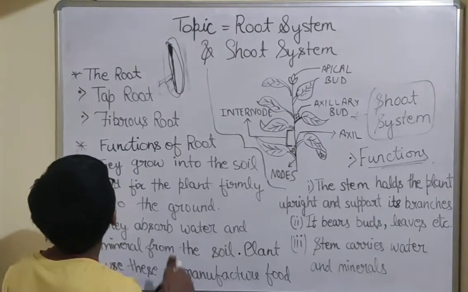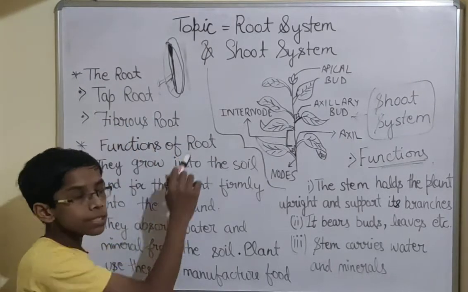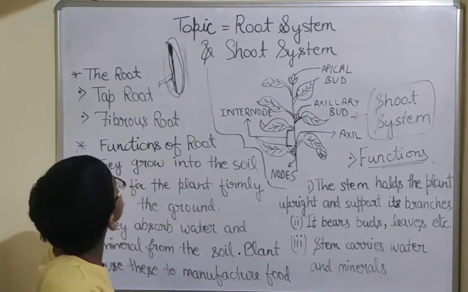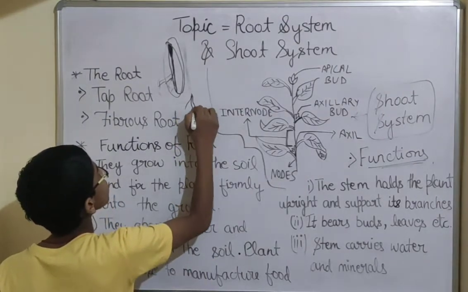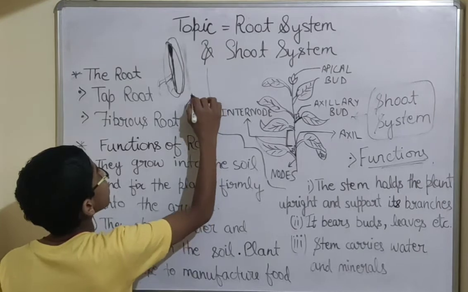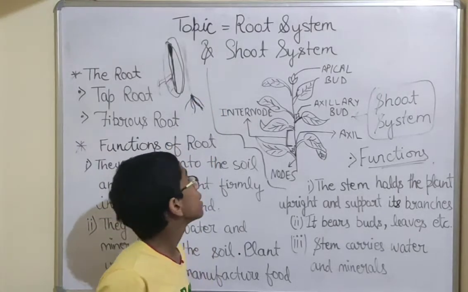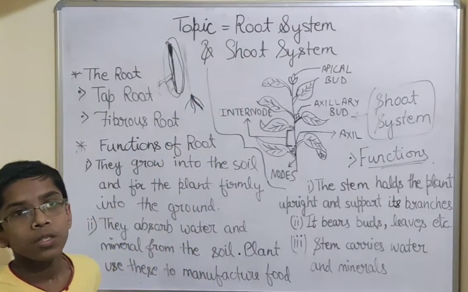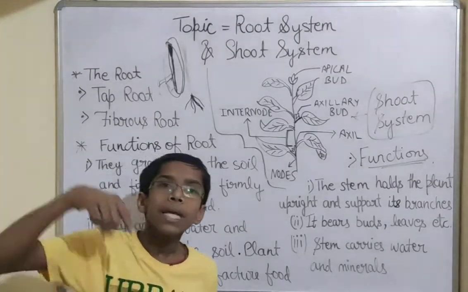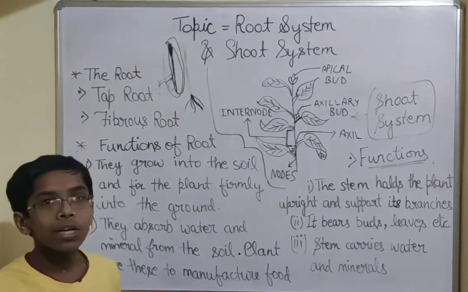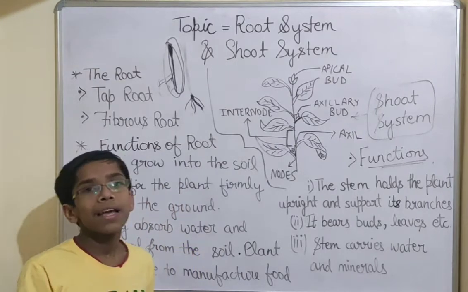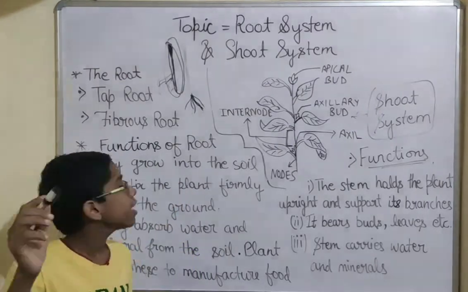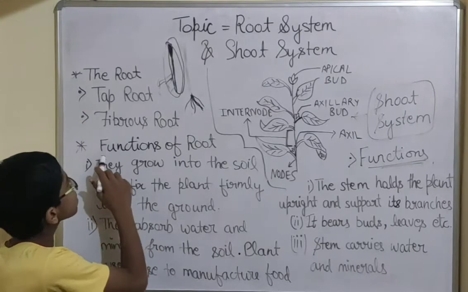Okay, like the taproot system, there is a fibrous root system which consists of a cluster of fine roots, and thus primary, secondary and tertiary roots. There are also primary, secondary and tertiary roots, and they do not go as deep as the taproot. Okay, so fibrous roots do not go as deep as the taproot goes. Okay, so our next topic will be the function of the root.